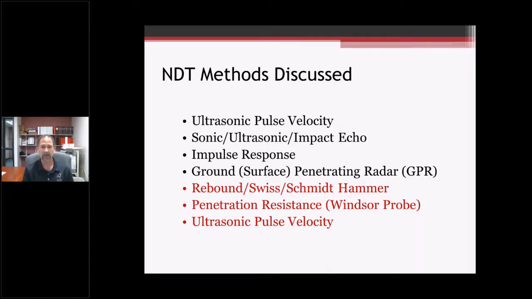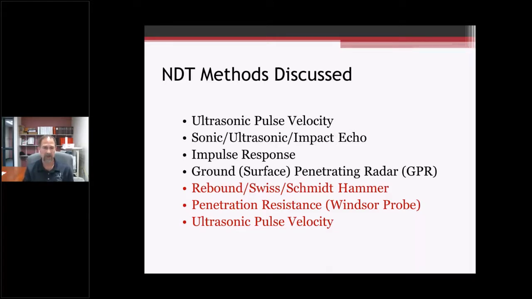UPV, ultrasonic pulse velocity, the different echo methods: sonic, ultrasonic, and impact echo, impulse response, which is kind of an interesting test method. It can tell you a lot of different things. Ground penetrating radar, or surface penetrating radar. We call it surface because you're really not penetrating deep into the ground. Most people are probably familiar with GPR.